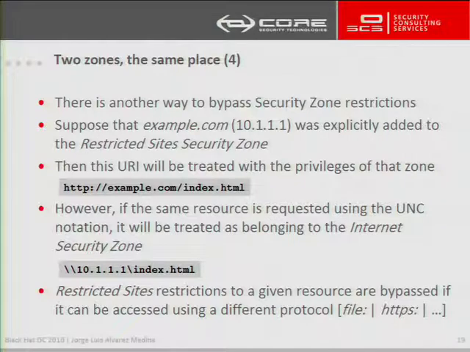That is by basically using another protocol to access the remote resource. For example, if you're using HTTP for accessing a resource that is located in a web server that is explicitly added to a restricted site, if you can access the same server by using HTTPS or SMB, the same resource will be treated as belonging to the internet. So the restrictions applied explicitly will not have effect.